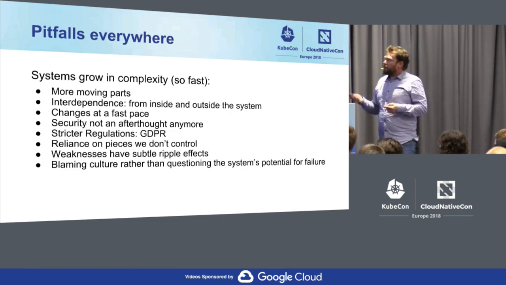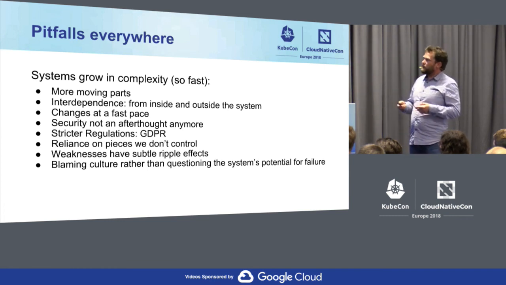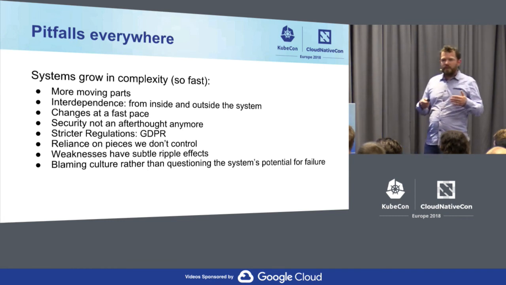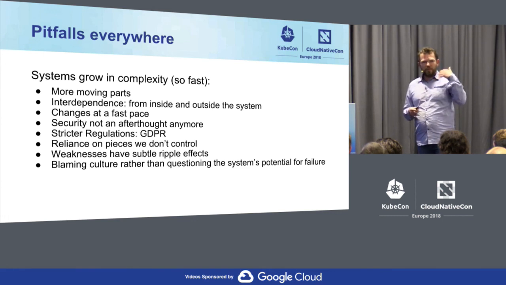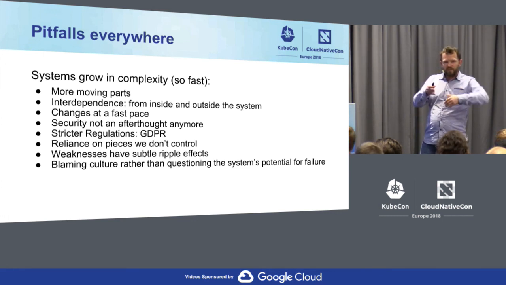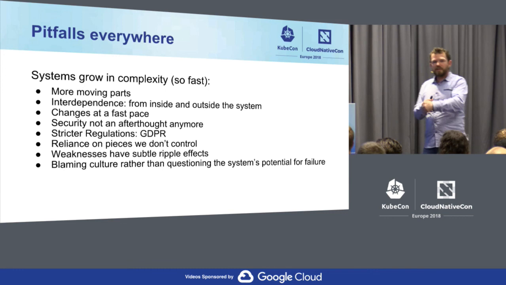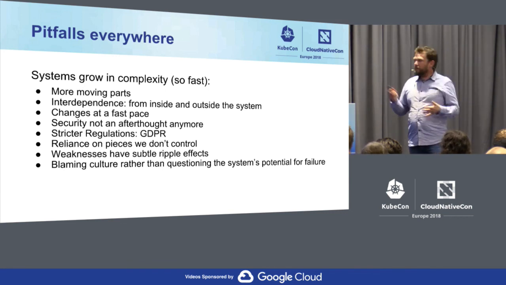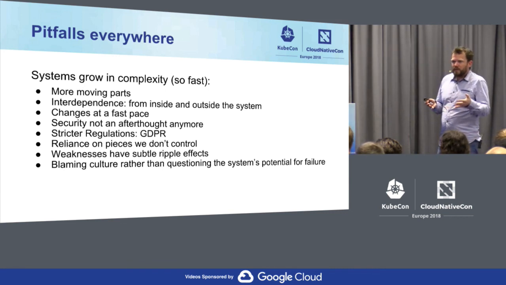So we have pitfalls everywhere. Systems grow in complexity so fast, I guess you know that. And the funny thing is, we seem to build new technologies that try to fix all problems, but actually create new problems. Chaos engineering is not much different in the sense that it's trying to fix something that may not have existed in the past.